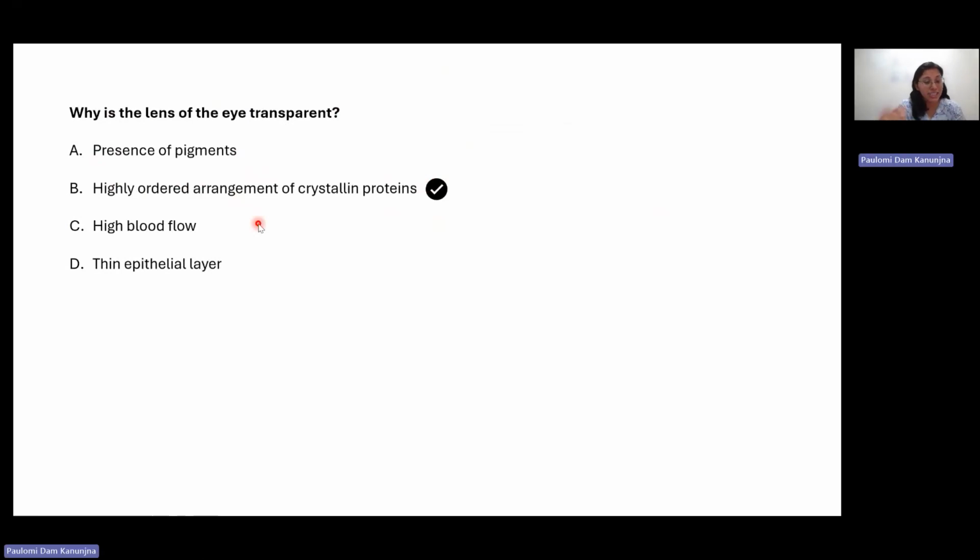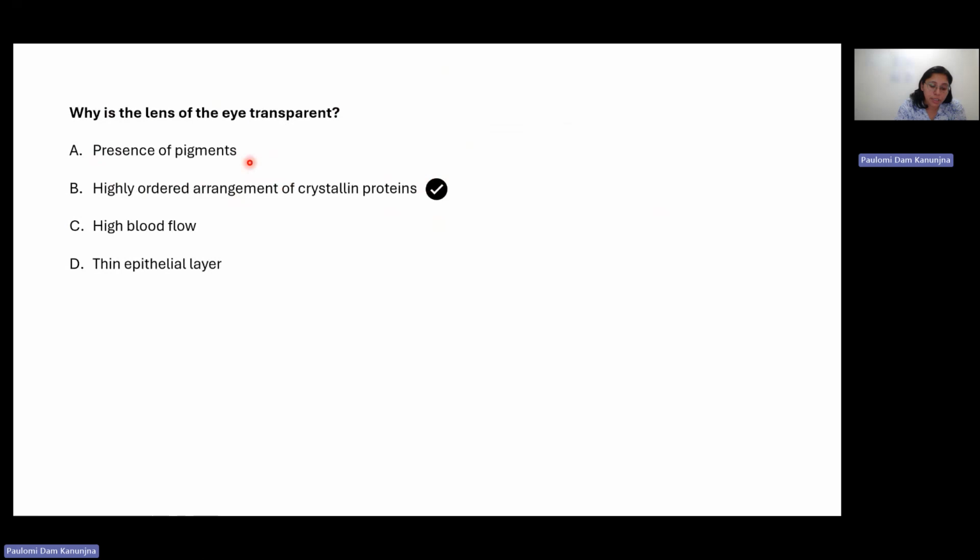Now, this is the correct answer, but then what is the problem with the other answers? So the first one says presence of pigments. Now, I told you the whole idea of not having a pigment is they would either scatter the light or absorb the light. So you don't want that. You want the light to move through, right? Anything which has pigments has color, and that is basically not transparent anymore, right?